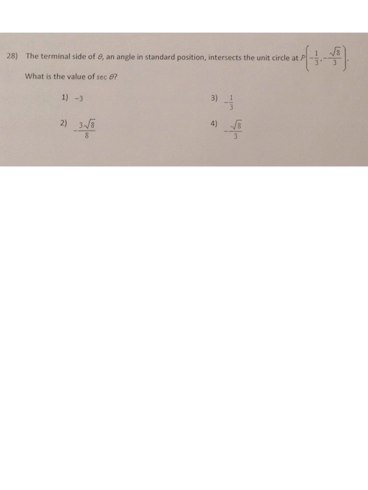So for 28, it says the terminal side of theta, which is an angle in standard position, intersects the unit circle at, and it gives you an x coordinate here and a y coordinate there. What is the value of secant? Well, let's think about what secant goes with.